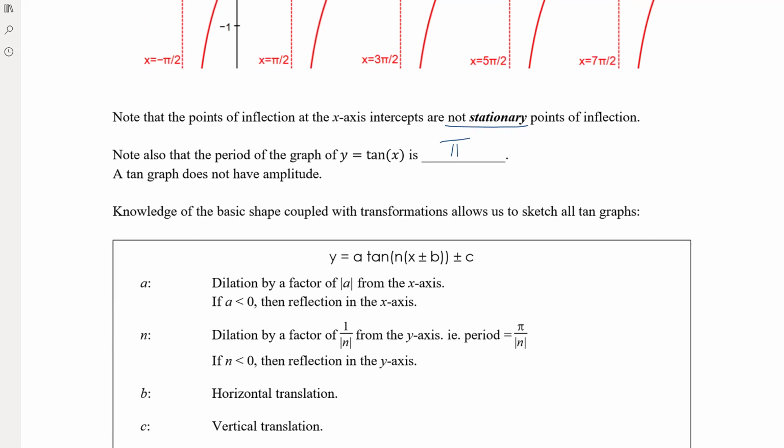So A will dilate the graph by a factor of modulus of A from the x-axis, so you can't have a negative dilation factor. The negative is about reflecting the graph in the x-axis. N will dilate the graph by 1 over n from the y-axis, which will mean the period that was pi becomes pi divided by n, not 2 pi divided by n. If n is negative, then we'll reflect this graph in the y-axis. B is about horizontal translation, and C is about vertical translation. So let's sketch some graphs.